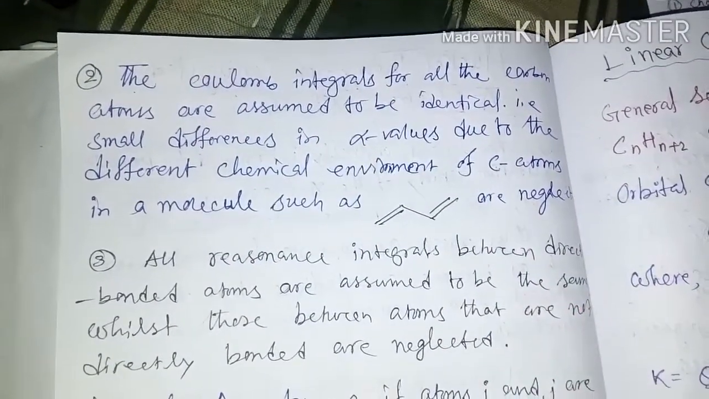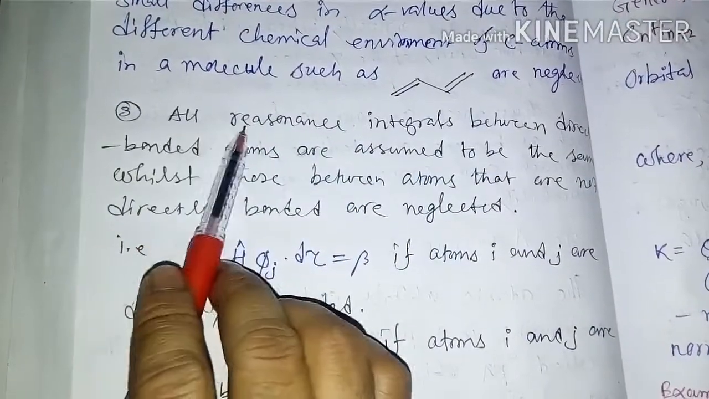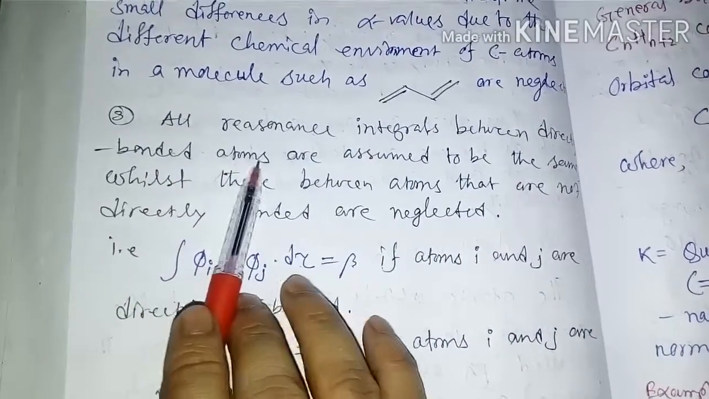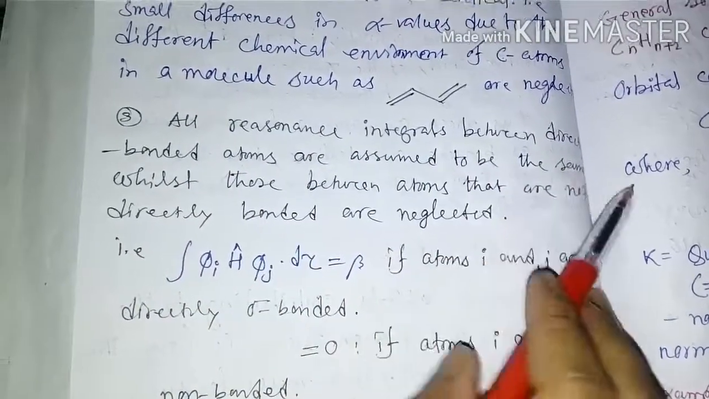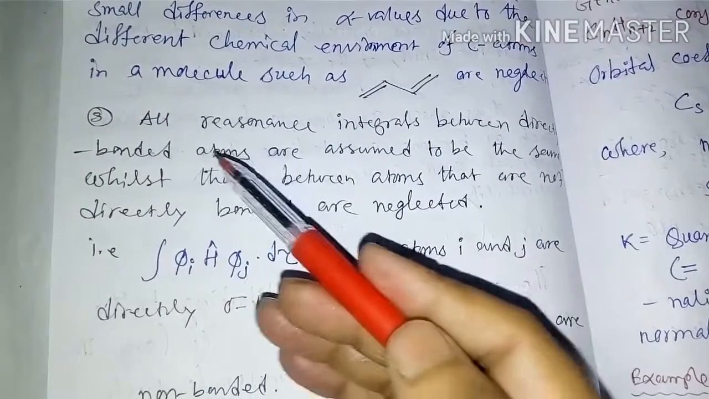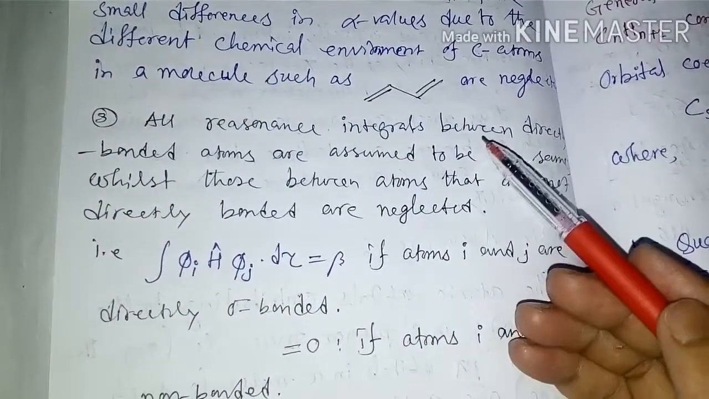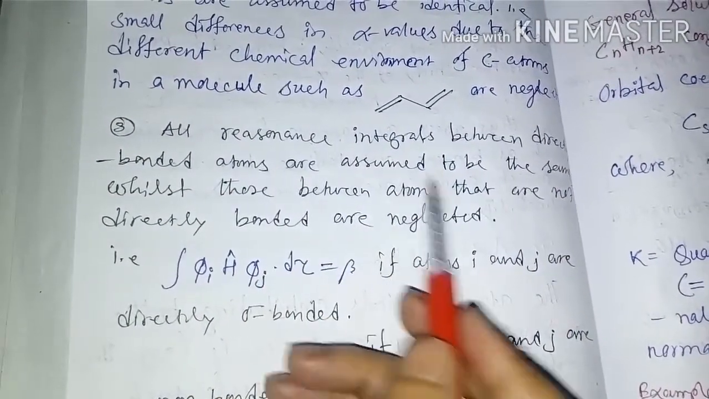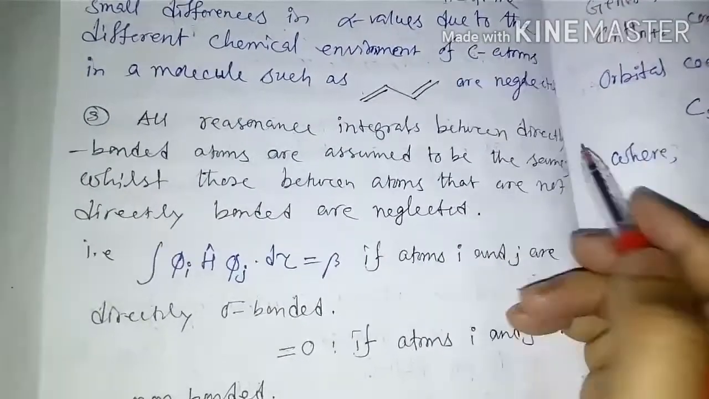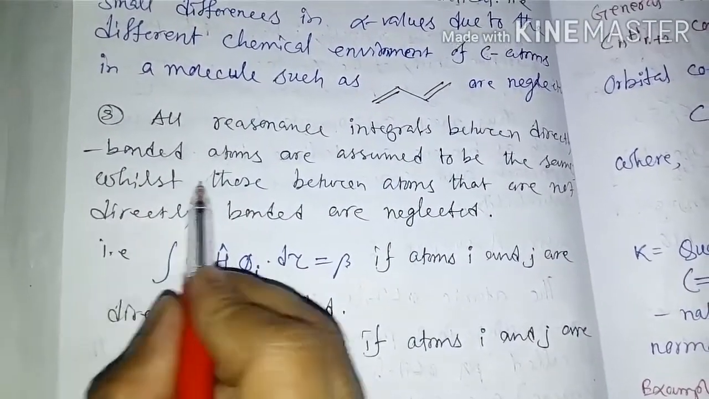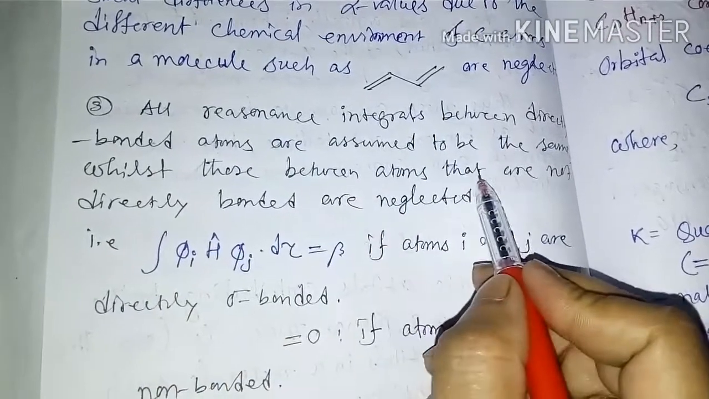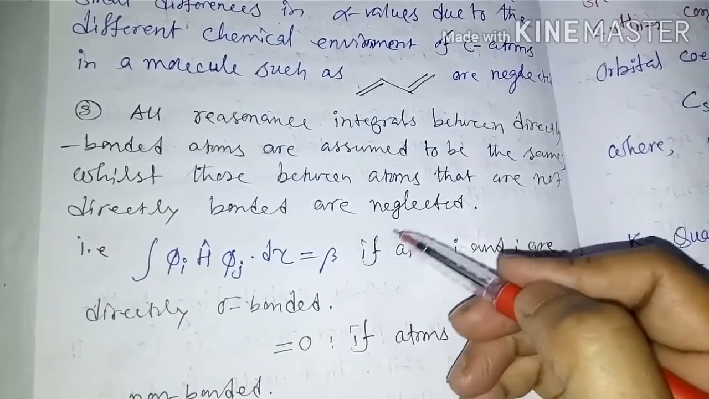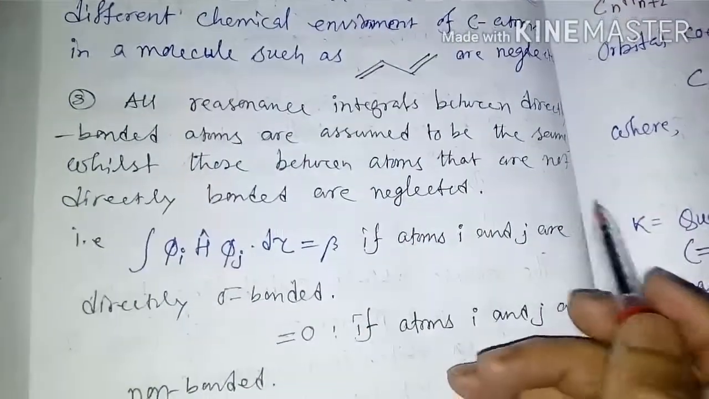Point number 3: all resonance integrals between directly bonded atoms are assumed to be the same. That means all resonance integrals between directly bonded atoms are assumed to be the same. And the resonance integrals between atoms that are not directly bonded are neglected.